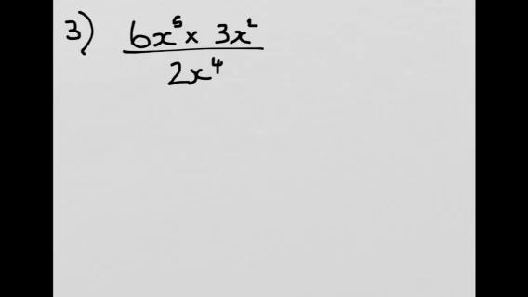For question 3 we're looking to fully simplify 6x to the power of 5 times 3x squared all over 2x to the power of 4. First thing I would do there is look to simplify the numerator. So I'll multiply the numbers together, which gives me 18. 6 times 3 is 18. And then I have to add my powers together because I'm multiplying, and that's going to be divided by 2x to the power of 4. When we divide, we divide the numbers at the front and then we subtract our powers.